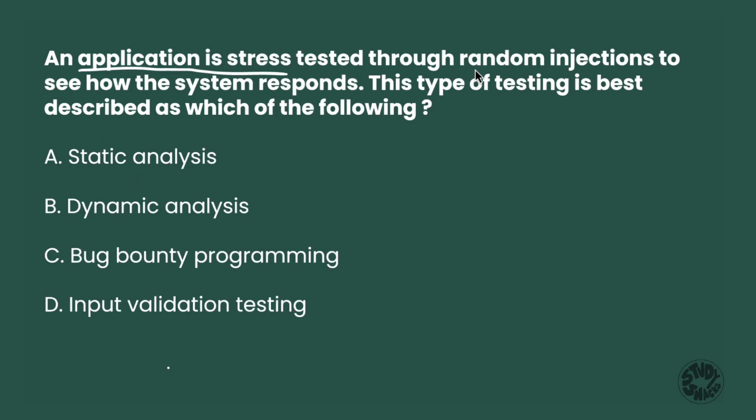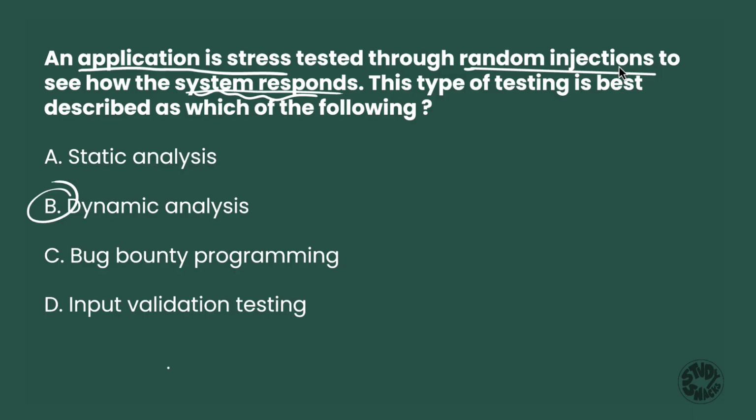So since we are randomly injecting inputs to see how the system responds, what do you think this is? Do you think the application needs to be running to do those injections and then see how it responds? Or do you think it's not running? It's definitely running. It has to be, right? We want to see how it responds to things. It's running. Therefore, the correct answer is dynamic. And actually, this is almost a perfect definition of fuzzing. And like I mentioned, fuzz testing is an example of dynamic.